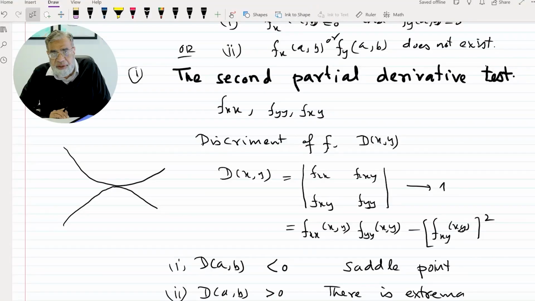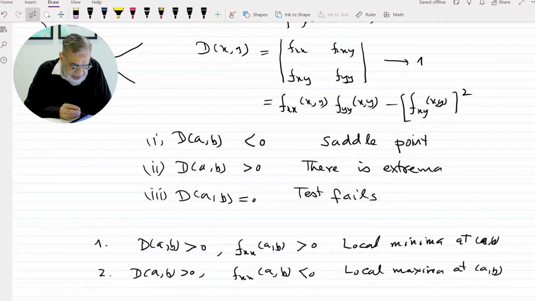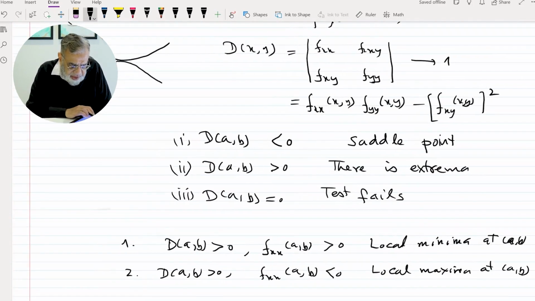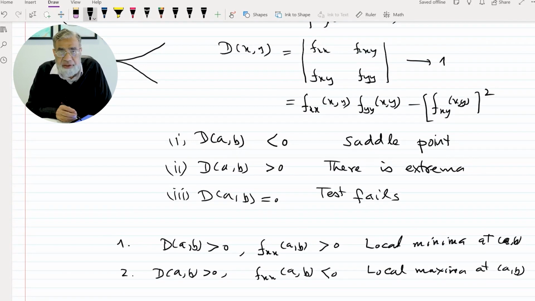We have discussed the discriminant and we have found that if the discriminant is less than 0, we have the saddle point, which is neither maximum nor minimum. If the discriminant at the critical point is bigger than 0, we say local extrema, but we have not distinguished whether it is local maxima or local minima. So here we can see if D at (a, b) is bigger than 0 and f_xx, the second derivative, is also bigger than 0, we say it is local minima at the point (a, b).